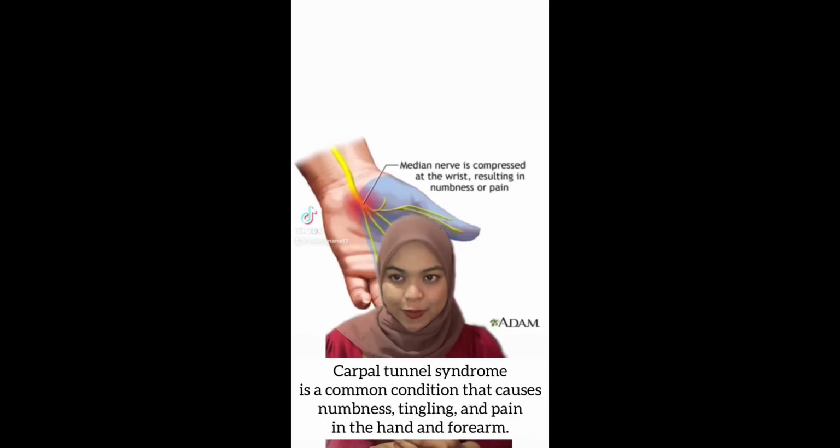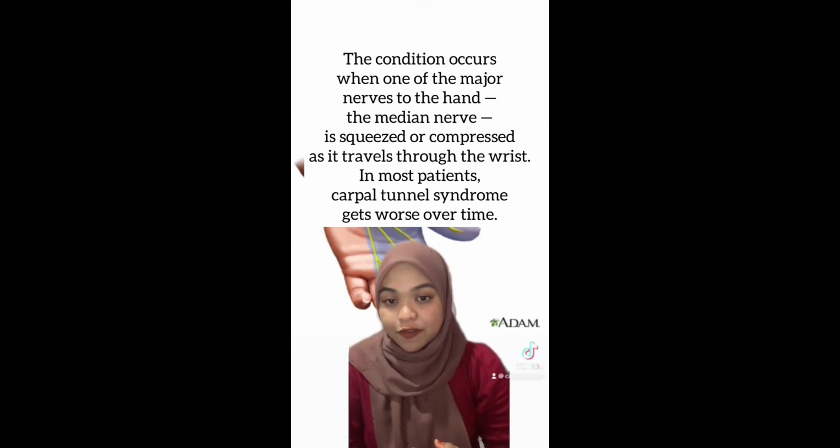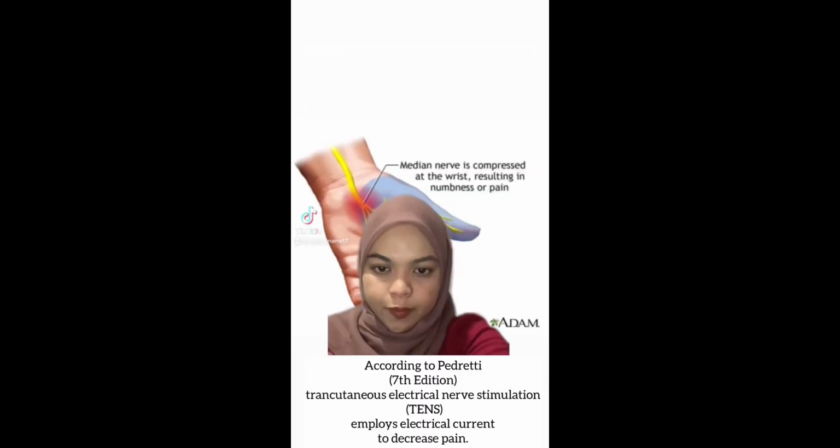Carpal tunnel syndrome is a common condition that causes numbness, tingling, and pain in the hand and forearm. The condition occurs when one of the major nerves to the hand, the median nerve, is squeezed or compressed as it travels through the wrist. In most patients, carpal tunnel syndrome gets worse over time.